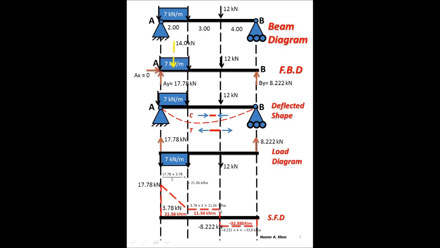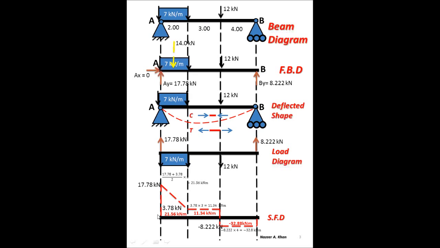And then when it gets to this point here, it's influenced by the 12 kilonewton force, which knocks it down to the negative side, actually. I'm going to take 3.78 minus 12, and I'm going to get minus 8.222. So I've gone to the negative side of the shear force diagram. I'm not going to be influenced by any force in between here until I get to the end. So I stay constant, and then when I get to the end, I'm bumped up by 8.22.